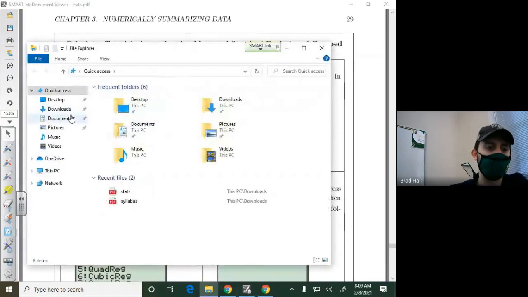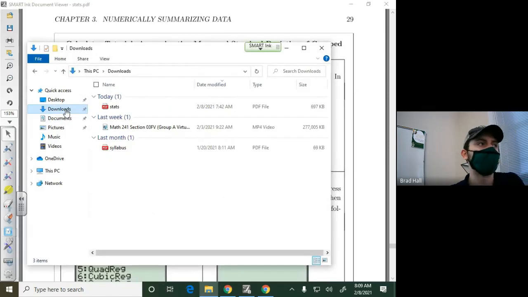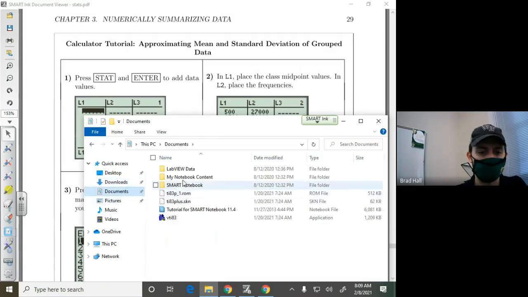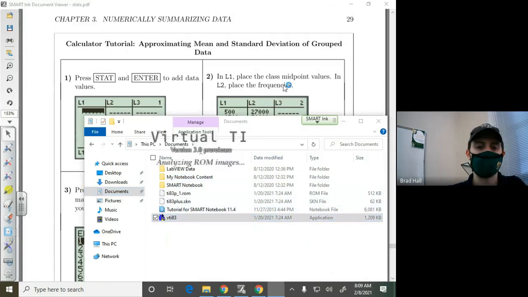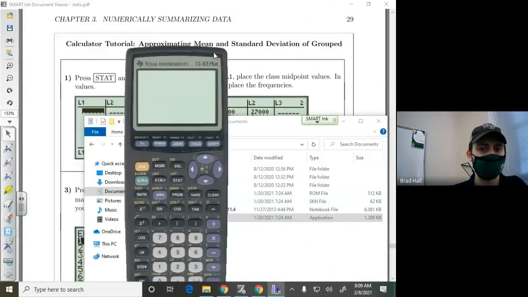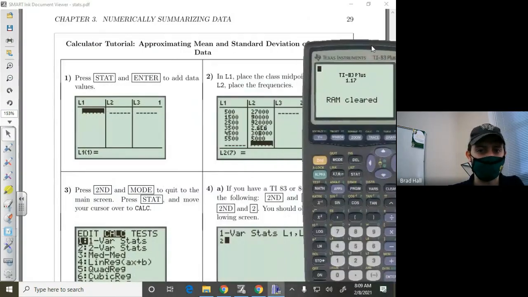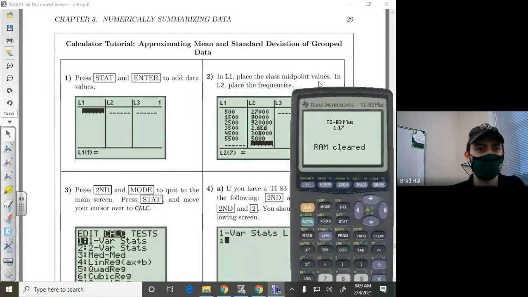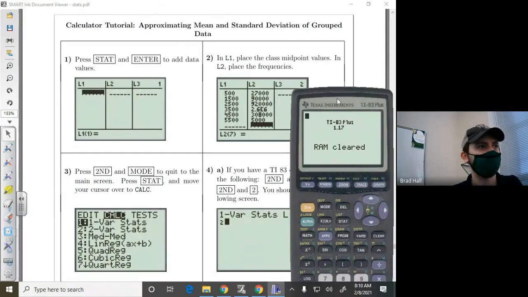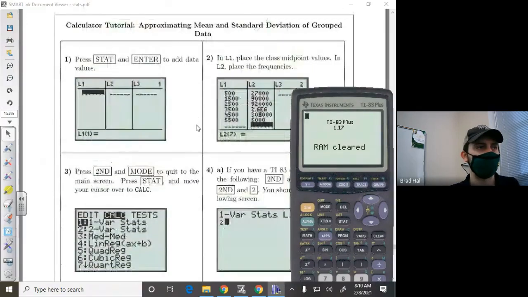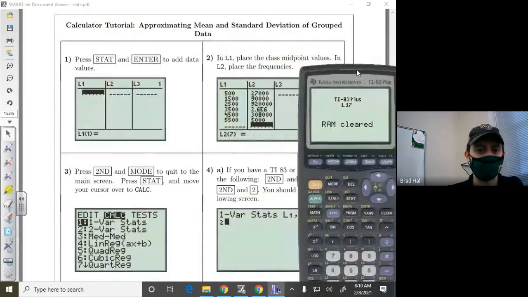We're going to go ahead and figure out how to find the mean and the standard deviation of group data. So that's ultimately what we're doing here. I'll pull out the virtual calculator as well. Depending on which calculator you have, this might be slightly different, and I try to write both situations down. If you have the 83 plus, then you can follow along directly. If not, I try to add another picture in here.